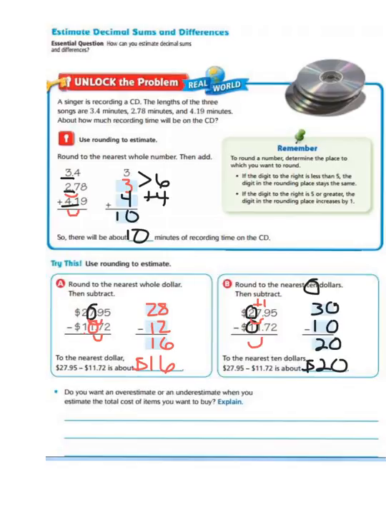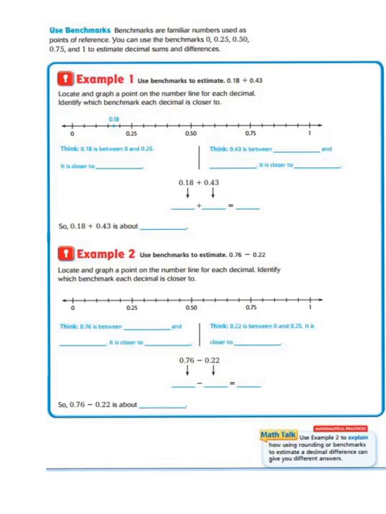So do you want an overestimate or an underestimate when you estimate the total cost of items you want to buy? Well, you definitely want an overestimate to make sure you have enough money to buy the item. If you underestimate, you may not have enough money to purchase all the things that you want. Let's take a look at another example.